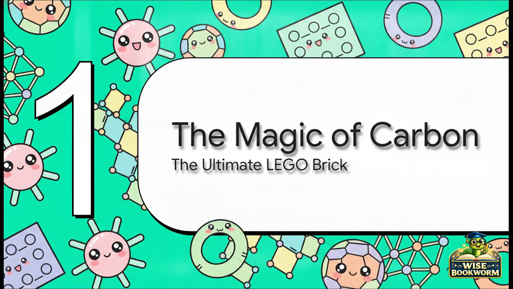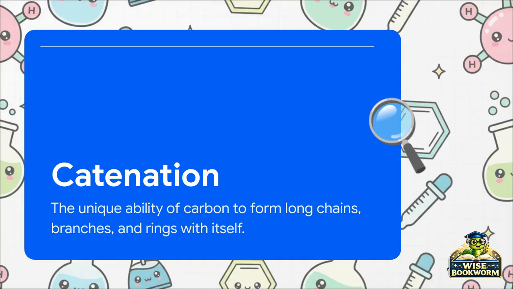All right, part 1, the magic of carbon, the ultimate Lego brick. It is honestly mind-blowing how a single element from the periodic table, just one, can be the entire foundation for so much variety in the known universe. And the secret to carbon's magic, it's a property called catenation. It's a great word, right? Catenation. It basically describes this unique, almost superpower-like ability of carbon atoms to bond with themselves.